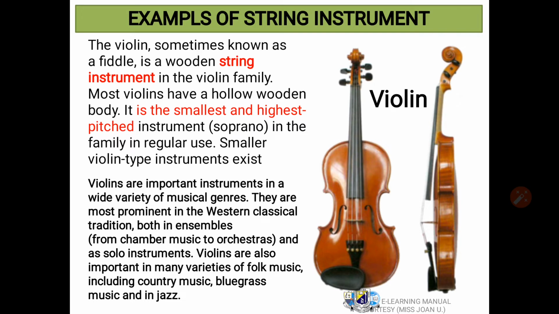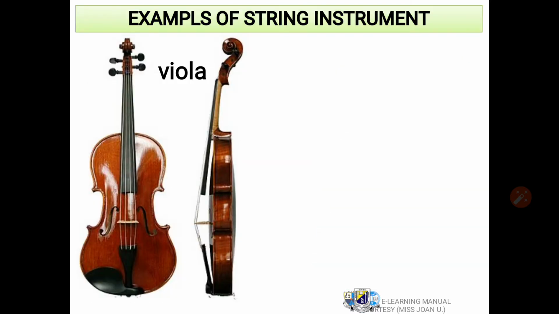Violins are important instruments in a wide variety of musical genres. They are most prominent in the Western classical tradition, both in ensembles, that is in orchestral situations, from chamber music to orchestra, and as solo instruments. Violins are also important in many varieties of folk music, including country music, bluegrass music, and in jazz music. All right, those are the areas where the violin finds important use.